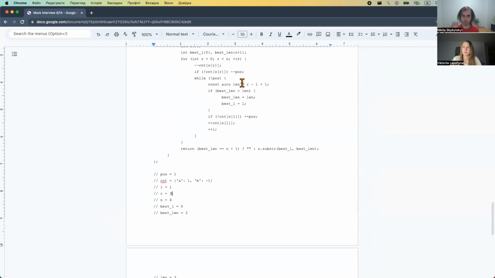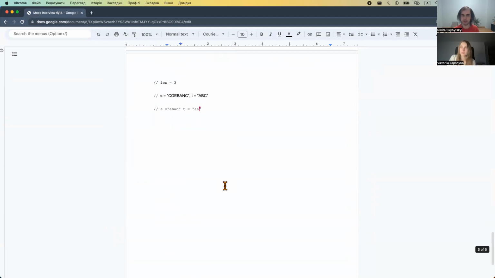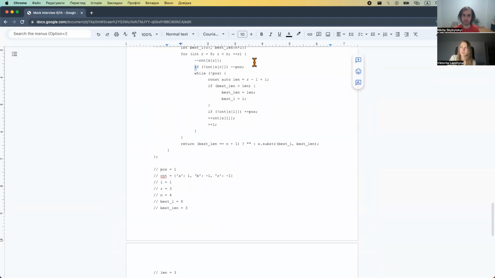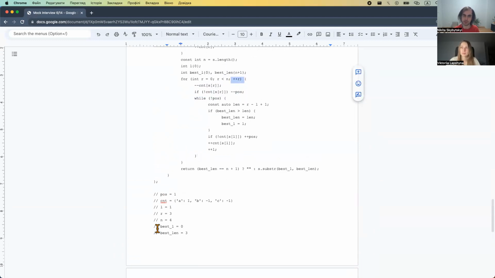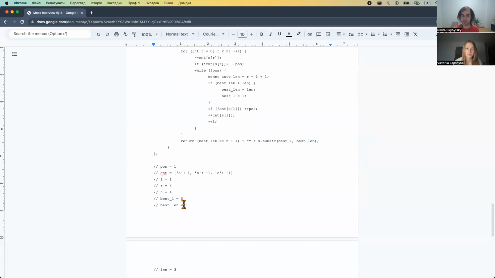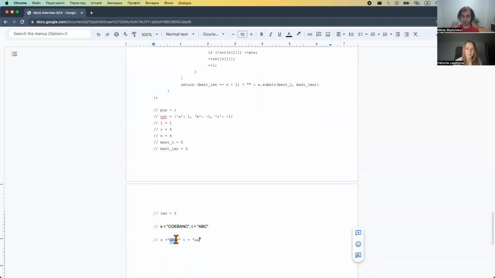Right gets to 3. Decrement the frequency of C. C is now at -1. Is it 0? No. So don't touch pos. Pos is 0. Don't get into the while loop. Increment right to 4. 4 is equal to 4. Break out of the for loop. Best length is 5? No. So return this. From 0 as the starting index, 3 characters, ABA. Yeah, great.